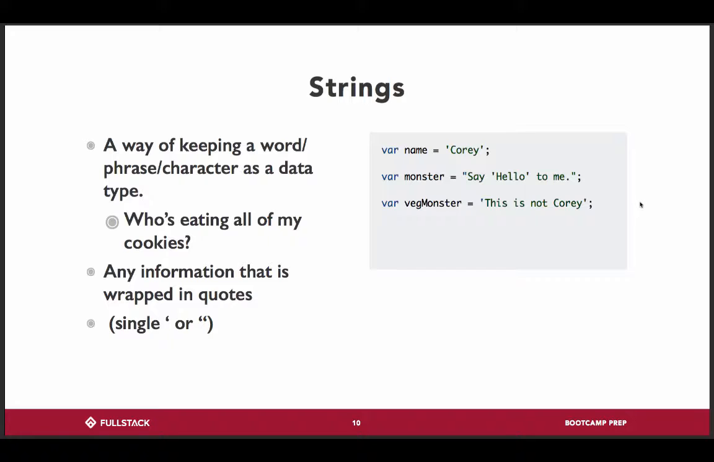And then strings. Strings is probably one of the most popular. I think numbers and strings are some of the most popular primitive data types that you'll see and play with and modify and have fun with. It's a way of keeping words, phrases, characters as a data type. Most things are sort of strings if it's not a number. Anything wrapped in single or double quotes will be a string.